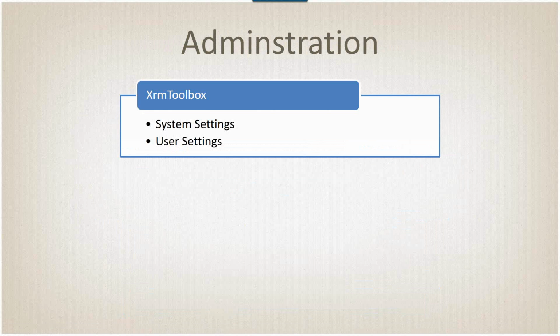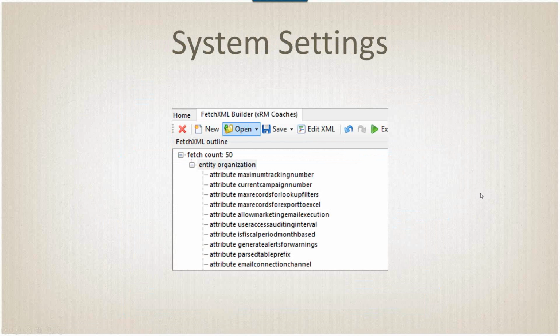Administration, there are a couple of system settings entities that we have. So we have system settings, and then we have user settings. Both of these have to be accessed via the XRM Toolbox because they are not shown in the user interface. The organization entity within CRM actually has all of these settings, and each one is an individual field. There's only really one row in the organization table.